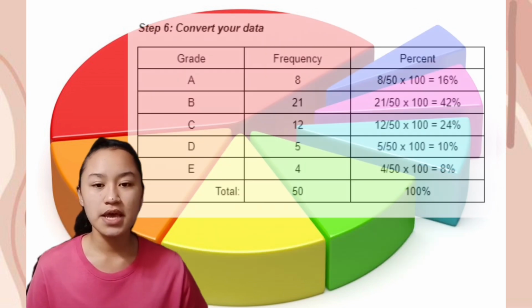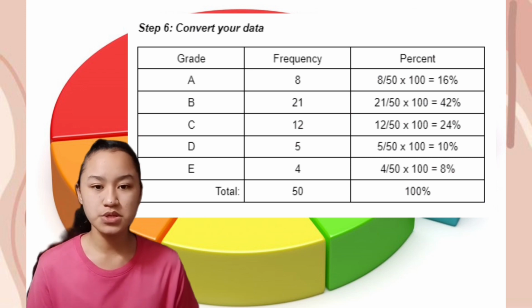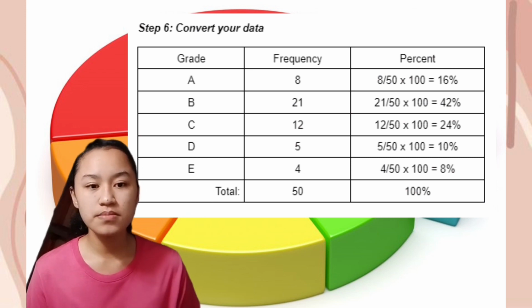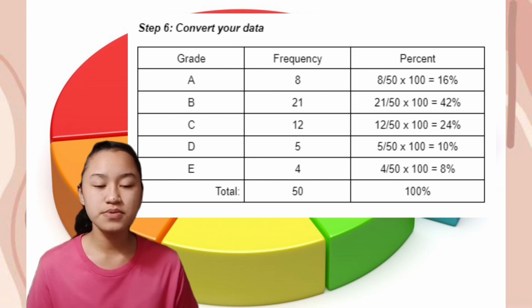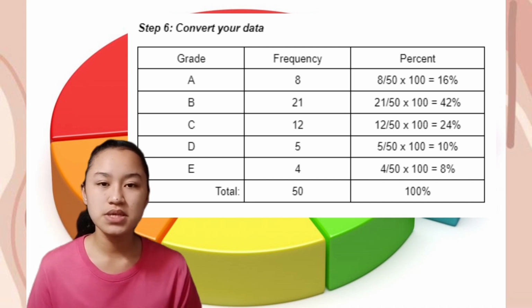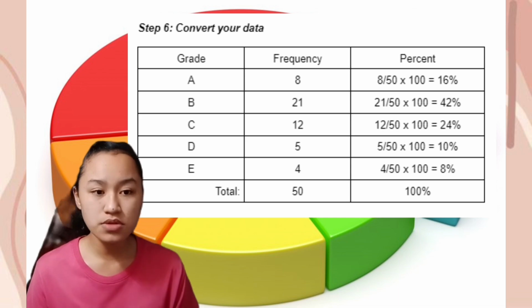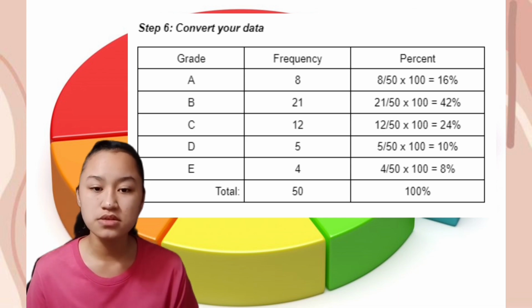Step 6. We will now convert our gathered data to percentage. As you can see, we first get the total number of the frequency and use it for calculating the percentage. For example, here, grade A's frequency is 8. We then divided it by 50 and multiplied it by 100, and we got 16%.